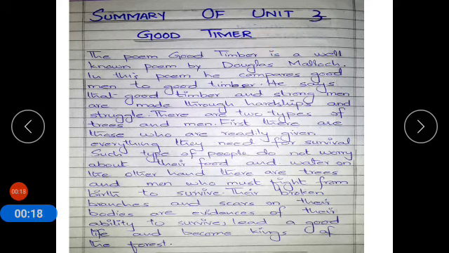Good Timber. The poem Good Timber is a well-known poem by Douglas Malloch. In this poem he compares good men to good timber. He says that good timber and strong men are made through hardships and struggle. There are two types of trees and men. First, there are those who are readily given everything they need for survival. Such type of people do not worry about their food and water.